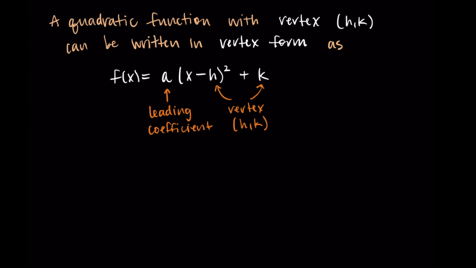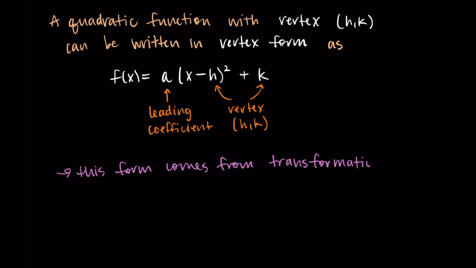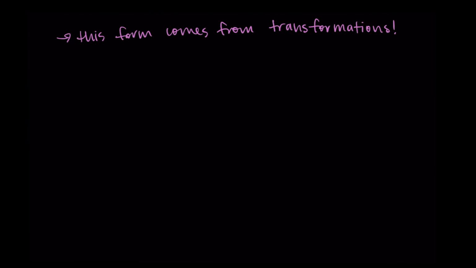Personally, I feel like this form looks like it comes from nowhere unless we talk a little bit about how transformations help us get here. The way I make sense of this formula is by thinking of transformations. You might just be happy accepting it as it is, but I'm going to walk through the transformations in case that makes it clearer to you. Specifically, we're going to start with our most basic quadratic function, x squared, and move it around with transformations.